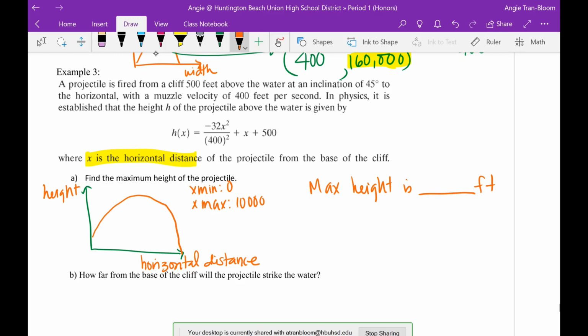If you are ready to do B, go ahead and do B. Remember, I don't need an ordered pair for max height. I need just the answer and only the answer. So don't give me an ordered pair for this part.